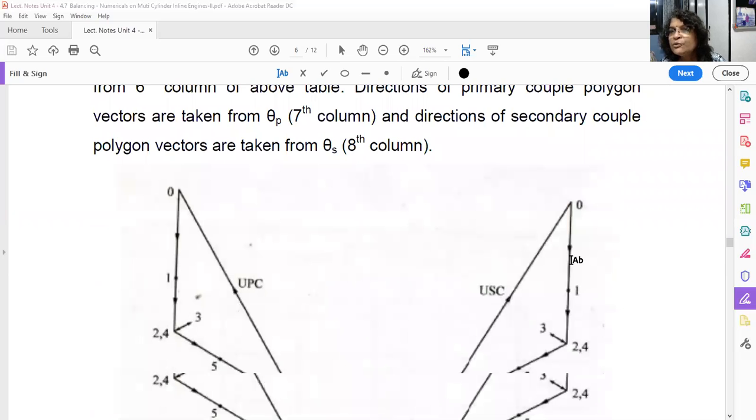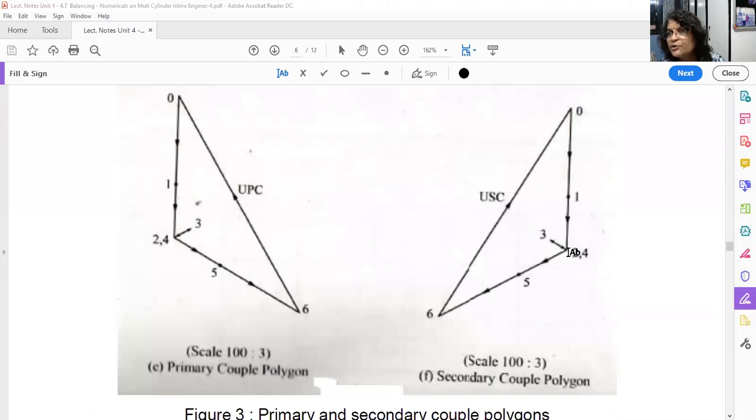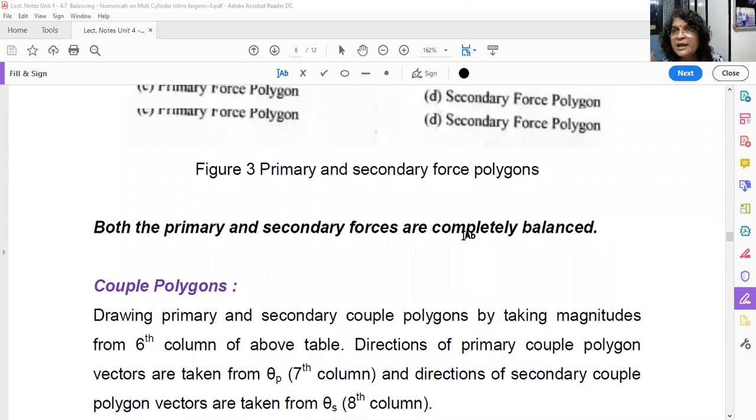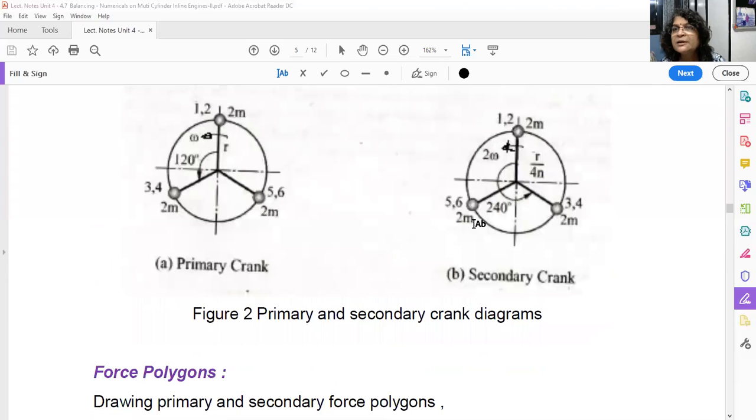See, from 2 to 3 we have drawn, and again 3 to 4 we have drawn. So we came again to the same point. Then from 4 to 5, 5 to 6, both are positive. So see, these are the directions.